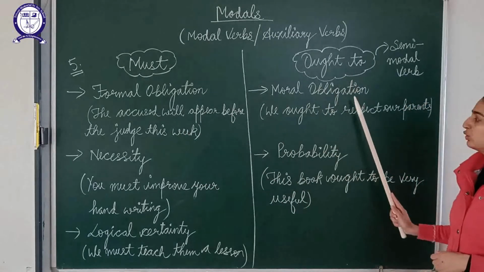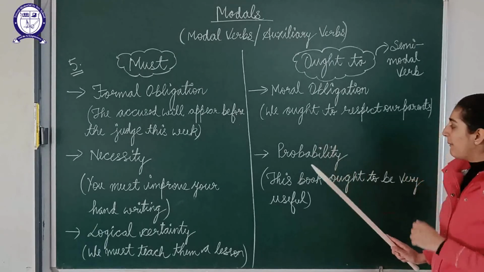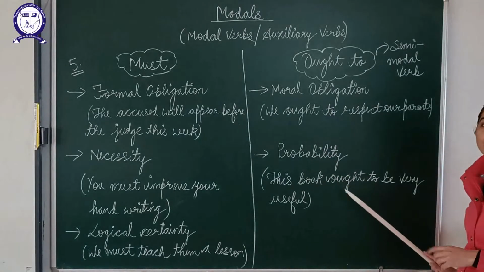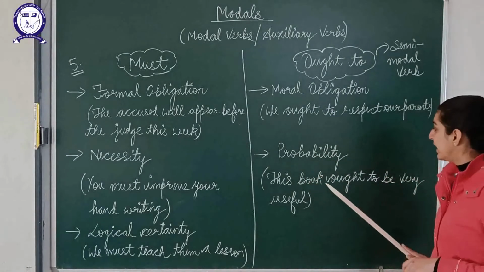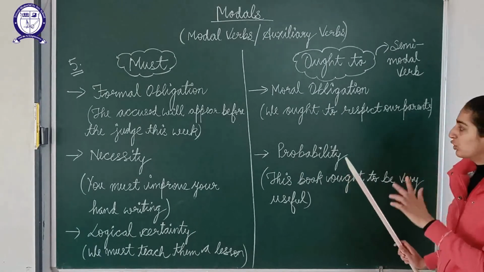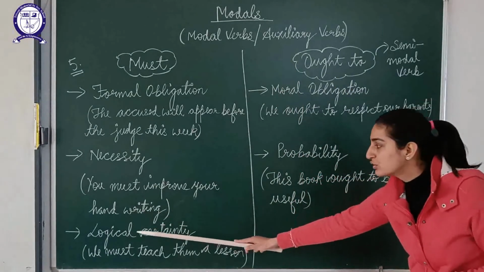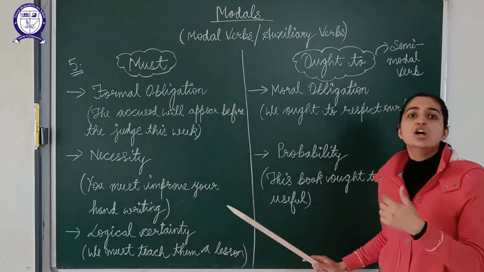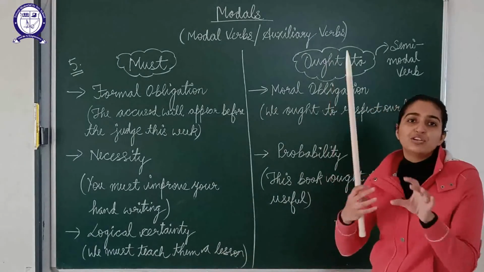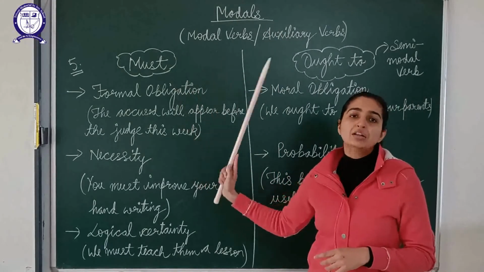Now, next use of ought to is probability. It is used to show probability of the event. For example, this book ought to be very useful. Keep one more thing in mind, that here in place of ought to we can also use should. So it is showing the probability. Next use of must is to show logical certainty. For example, we must teach them a lesson. So it is a kind of a logical thing that we are doing. So here we have discussed must and ought to.